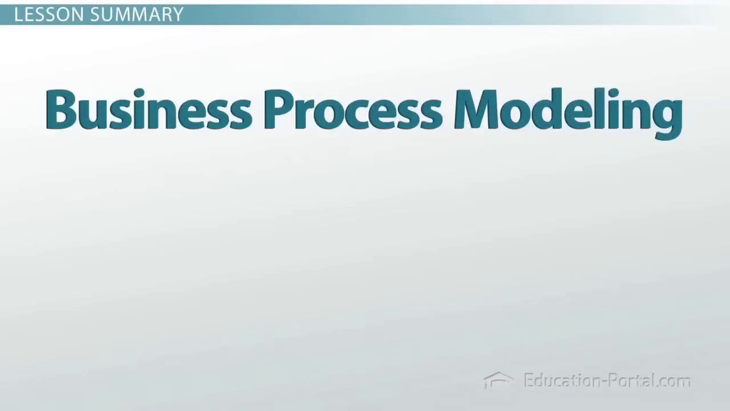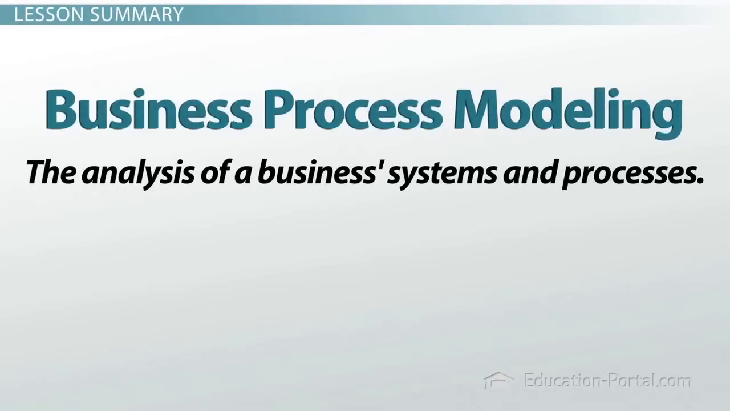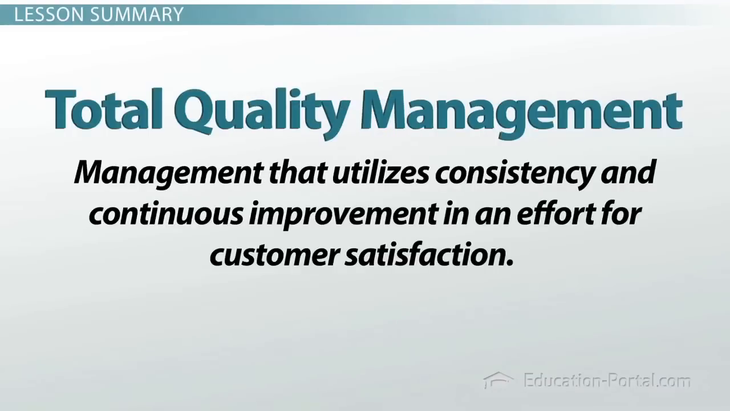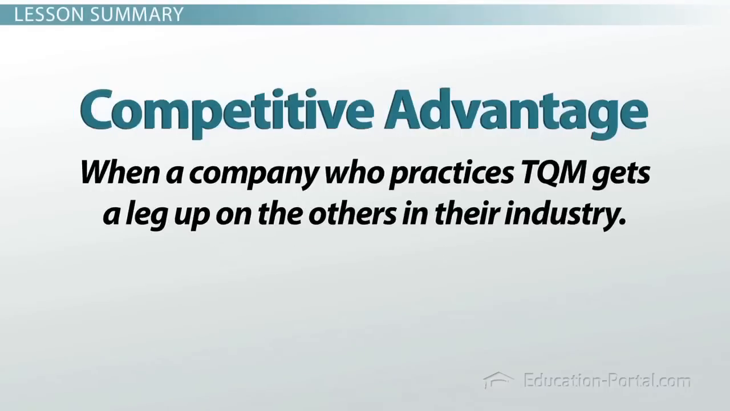Companies use business process modeling, the analysis of a business's systems and processes, in order to re-engineer or redesign those systems. This is always a work in progress in an effort to practice total quality management, utilizing consistency and continuous improvement in an effort for customer satisfaction. Excellence in this endeavor may result in a competitive advantage, giving the company who practices TQM a leg up on others in their industry.